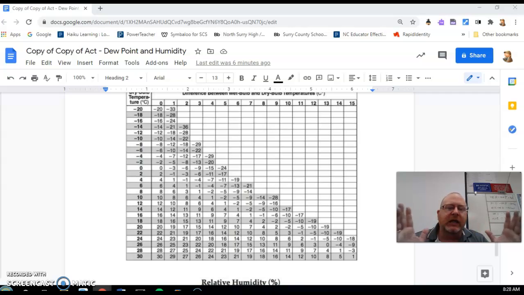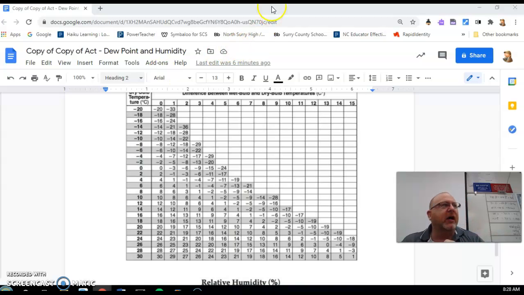But usually you need that cooling effect to take place. And so as the air cools, the air shrinks. As the air shrinks, it's going to get more and more humid. All right, so that's what the dew point chart is telling us.